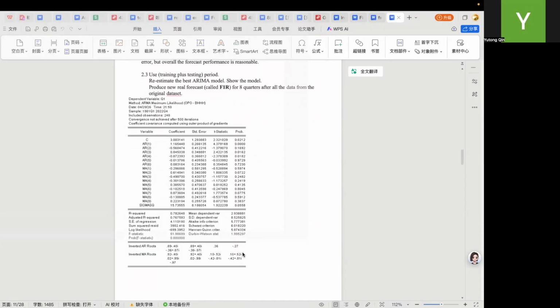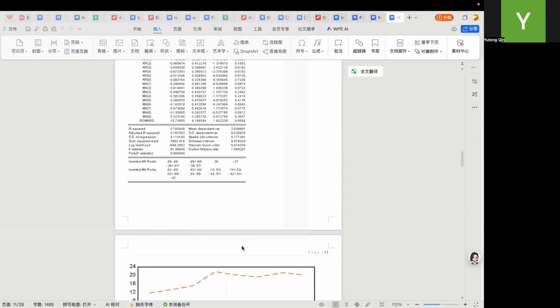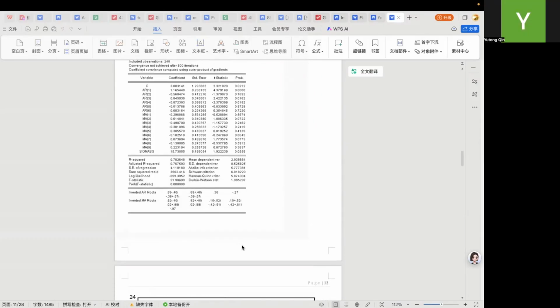Finally, we re-estimate the model using the full sample and generate a new forecast for the next 8 quarters. The new forecast is smooth and reflects the long-term pattern of the series, but it may miss some sudden changes. Overall, the ARIMA model provides a stable and useful benchmark for forecasting.